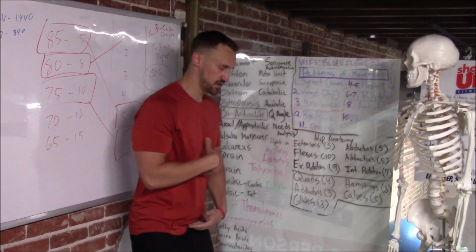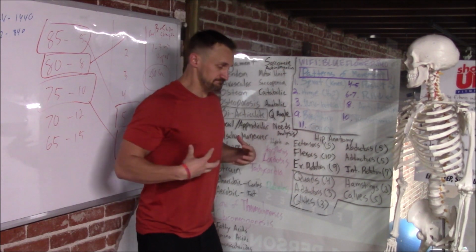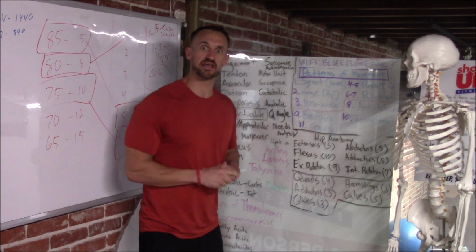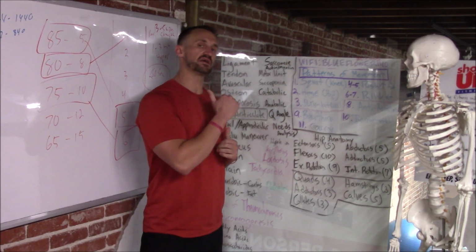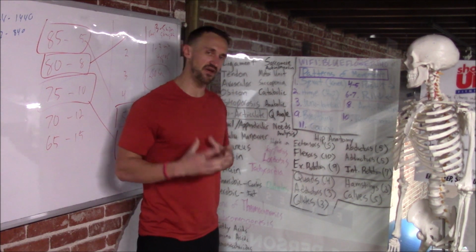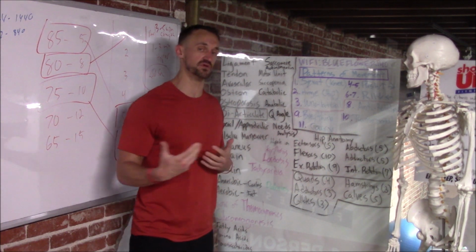Valsalva maneuver. Take a big deep breath. Your core's tight. It's like you're trying to take a poop. That is pushing air against a closed glottis, increasing your blood pressure. Very advantageous for maximal lifts.